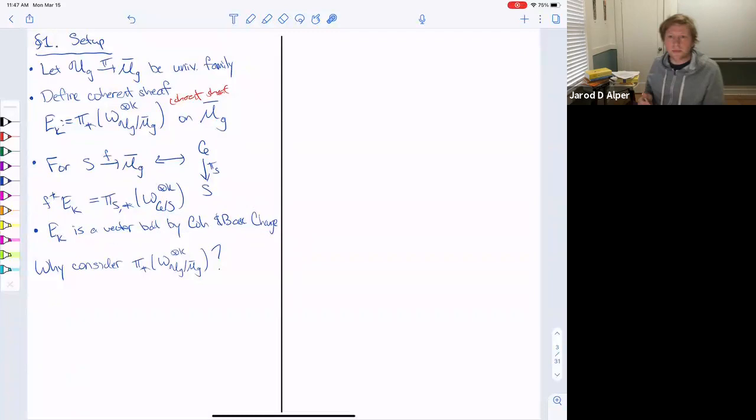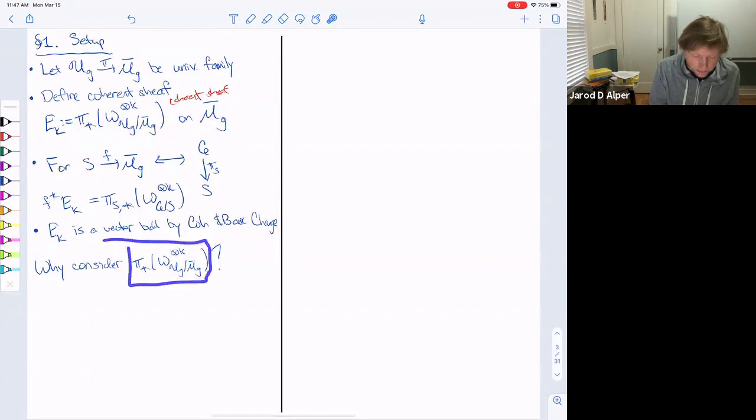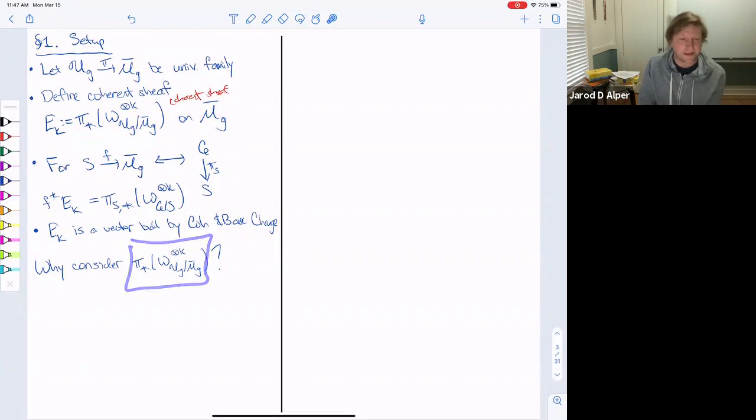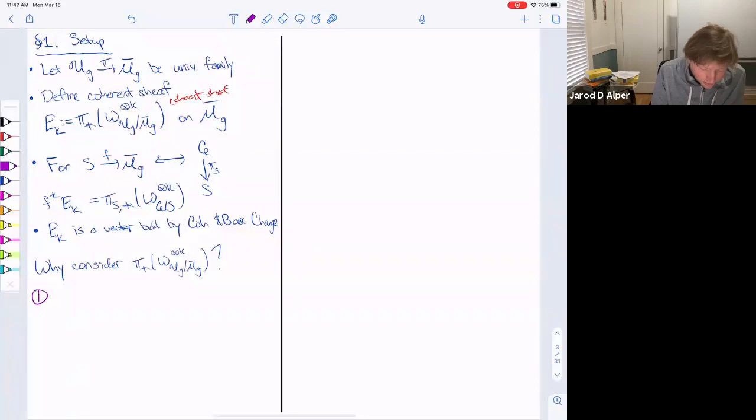So why are we doing this? By the way, E_k was just temporary notation; I'll be writing this out fully each time. But why are we considering this vector bundle? Well, for one reason, by taking determinants we get line bundles. We'll define these as lambda_k, which is the determinant of the push forward. This is a line bundle on M_g bar.